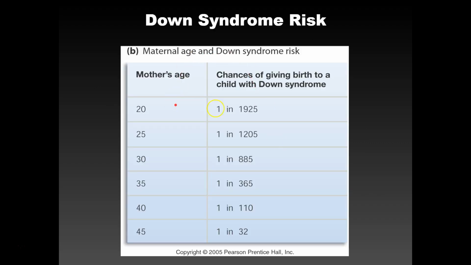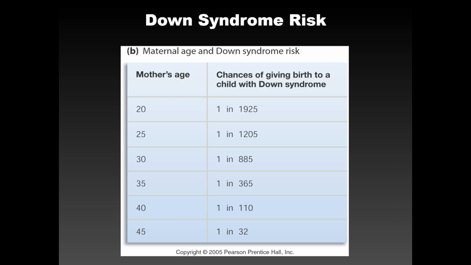If you're 20 years old when you have a kid, your odds of having a child with Down syndrome are about 1 in 2,000, not particularly high. If you wait until you're 25, it goes to 1 in 1,200. If you wait till you're 30, it's 1 in 1,000-ish. If you wait till you're 35, it's 1 in 365, which is still pretty good. But if you wait till you're 45, it becomes almost 1 in 32, which is staggering.